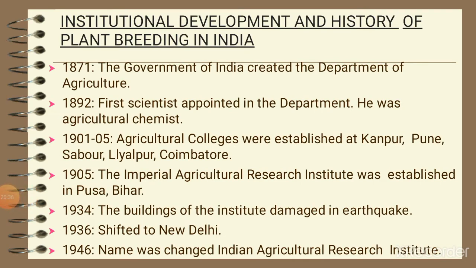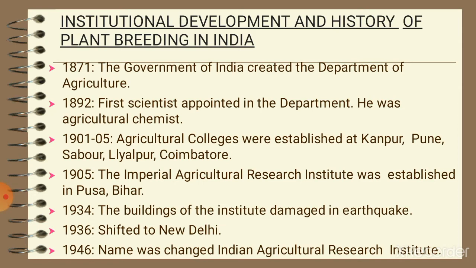Next, institutional development and history of plant breeding in India. In 1871, the Government of India created the Department of Agriculture. In 1892, the first scientist was appointed in the Department of Agriculture. He was an agricultural chemist. In 1901 to 1905, agricultural colleges were established at Kanpur, Pune, Saibur, Lailapur and Coimbatore.